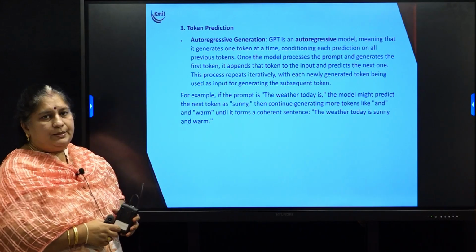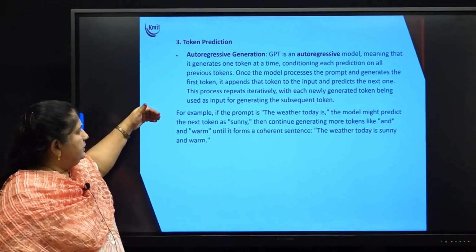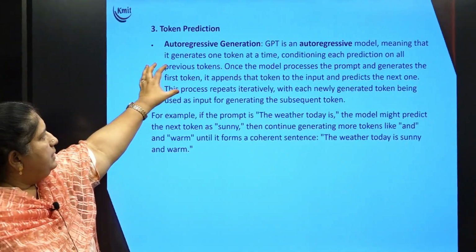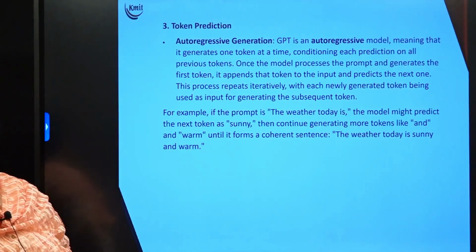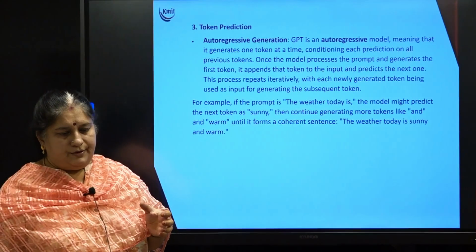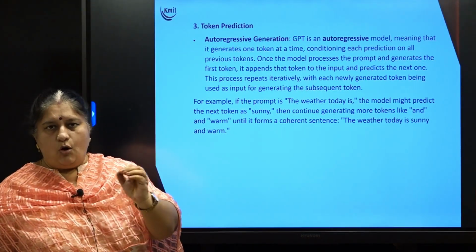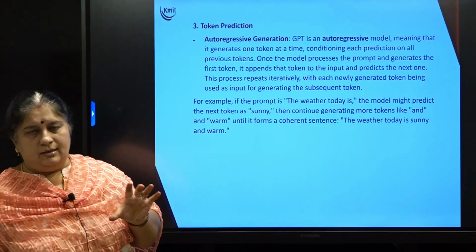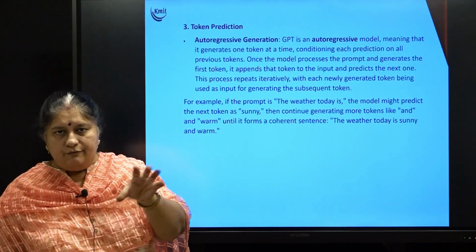The third step under text generation is token prediction. Under token prediction, what it will do is autoregressive generation. What does the autoregressive model under GPT do? First, suppose I have given "The cat sat on." I just stopped there. This is the seed for it.